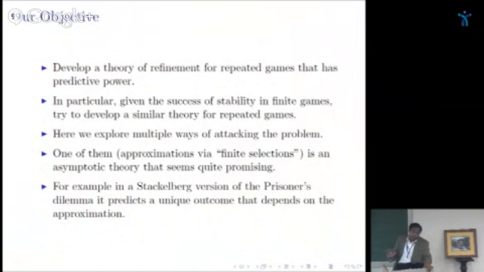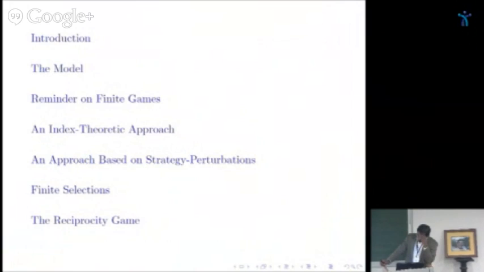So we looked at various ways of trying to attack this problem. So this presentation is a catalog of things that don't work, and something that seems to have the promise of being able to do something. I'll try to illustrate that by using a version of Prisoner's Dilemma, which is sort of Stackelberg, and getting some refinement there. But it's a very limited result. Anyway, you'll see. So I'll just briefly talk about the model. I'm not going to do many things formally, though some of this can be formalized.